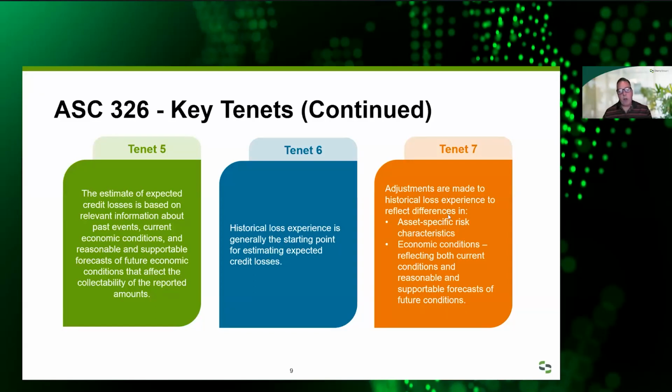In Tenet 7, adjustments are made to your loss experience based upon several factors, right? So as I mentioned, there are asset specific factors, i.e. you've got AR, which is shorter dated. You could have AR in different countries where you've got different geographic risks. You could have note receivables, which are longer dated on the collection horizon. Also, as I mentioned, the economic conditions have to be considered.